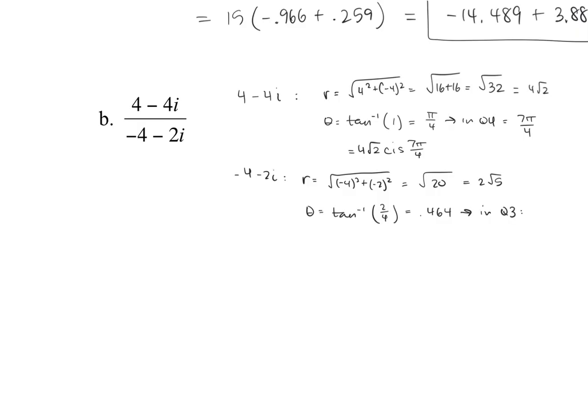Well, if we take 0.464 and add pi, we get 3.605 radians. So when we divide complex numbers in polar form, we take the modulus divided by the modulus. That's going to be 4 square roots of 2 divided by 2 square roots of 5. That actually simplifies to 2 square roots of 10 over 5. And then we subtract the two arguments, so 7 pi fourths minus 3.605.